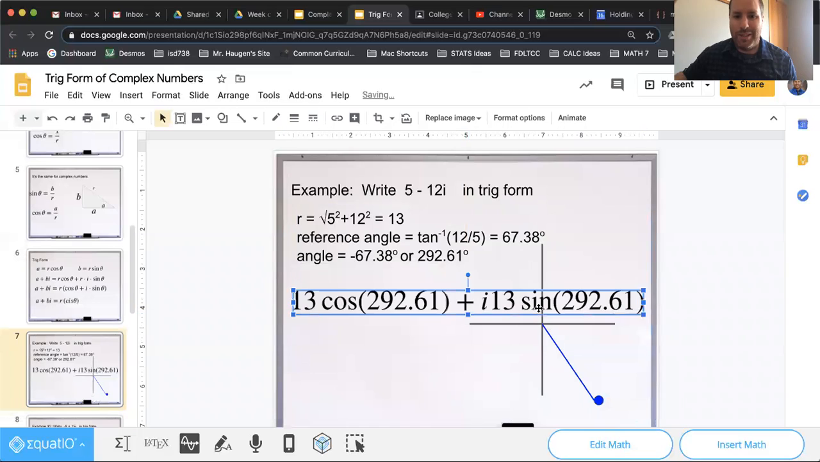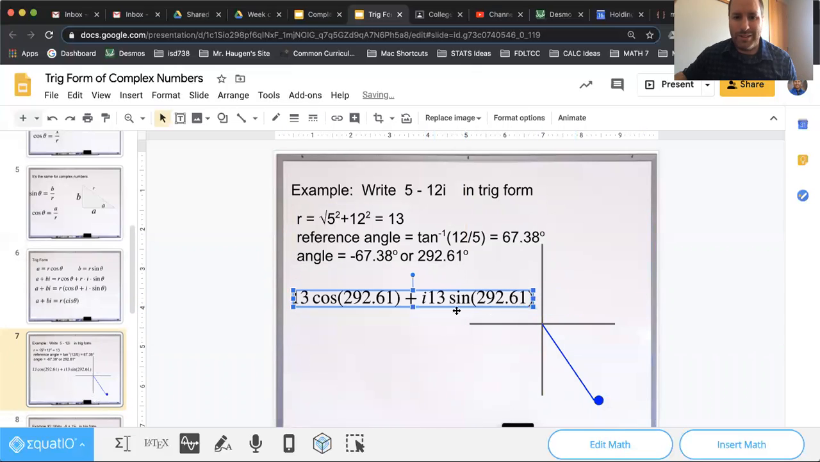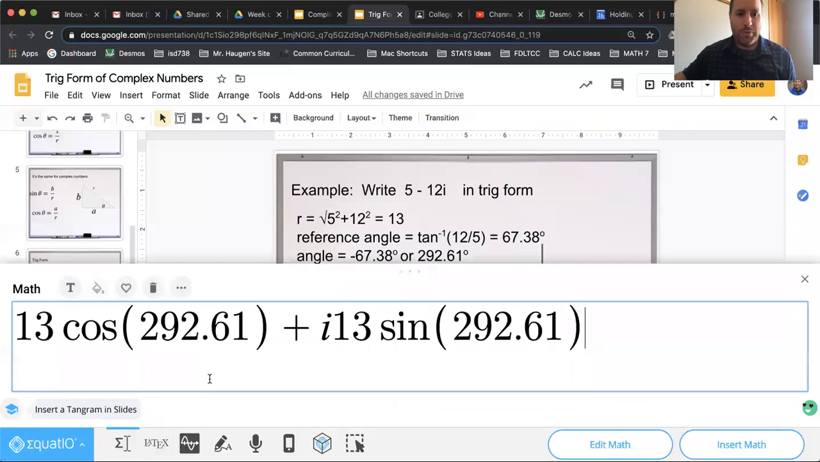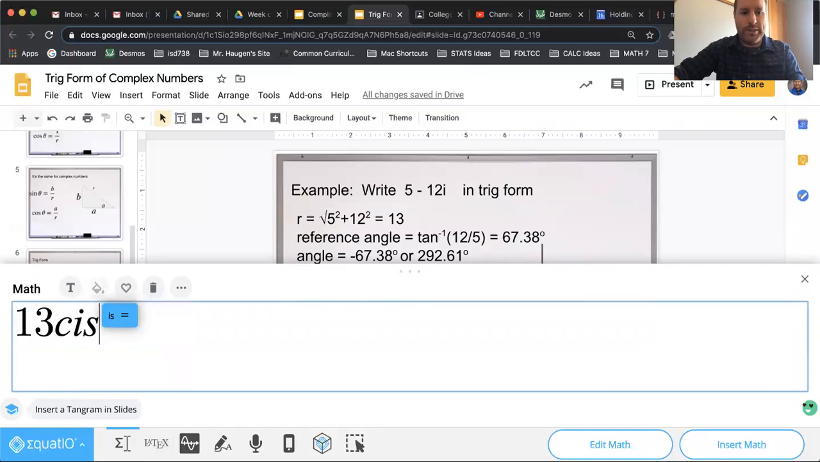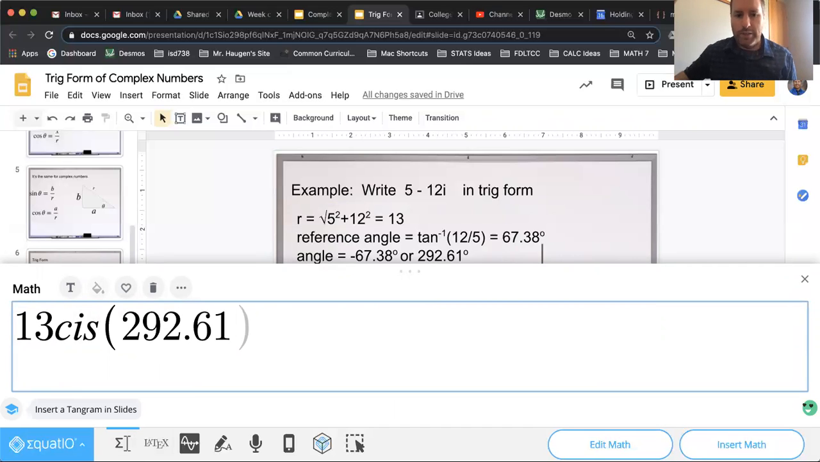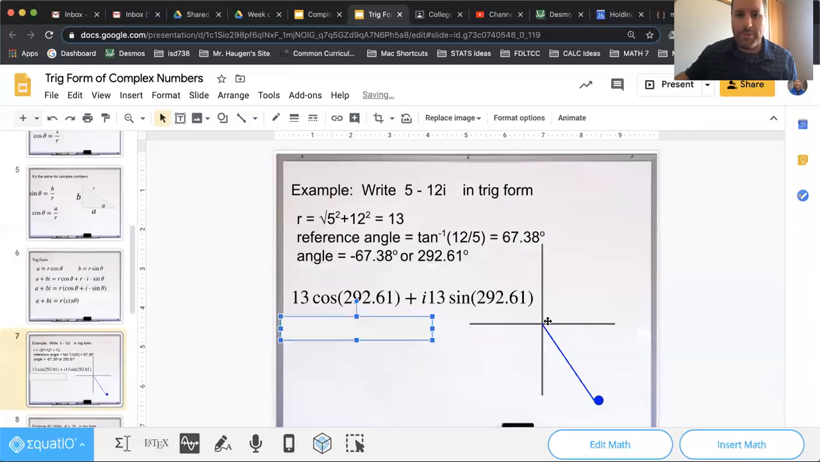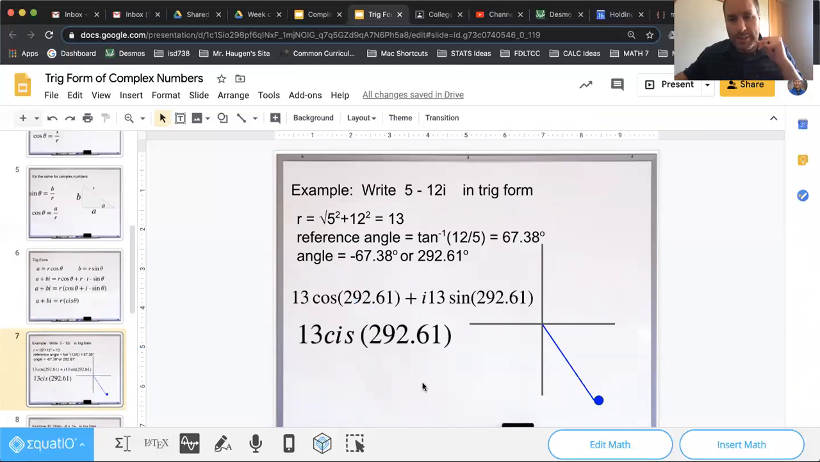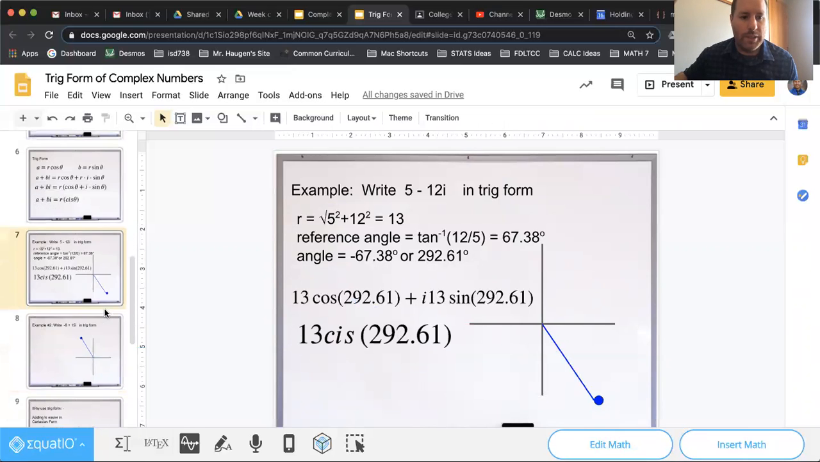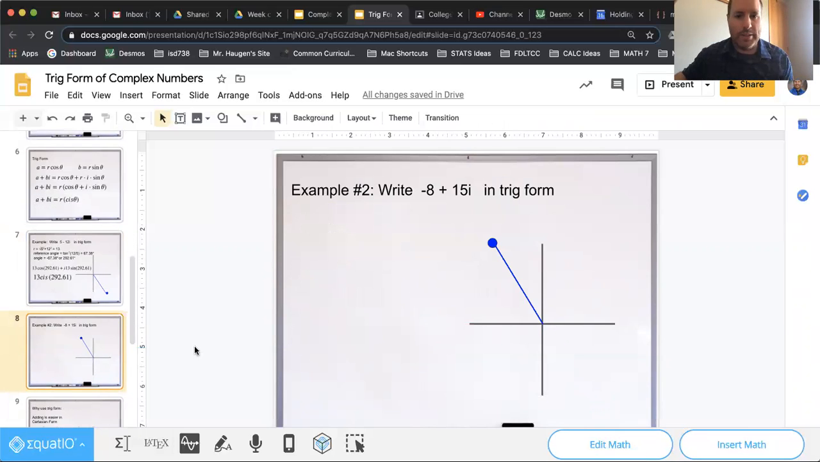I usually don't write it in this form because it's long and it's clunky and it's tough to do that. The short form of that is to say, okay, well, we can put it in 13 cos i sin of 292.61, right? So it's a little bit easier sometimes to write it in this cis form. They mean exactly the same thing. It's perfectly fine. Doesn't make a difference. That's okay there, right? So that's how you get the R value and the angle, right? If you want to jump ahead to the next example, you certainly can.